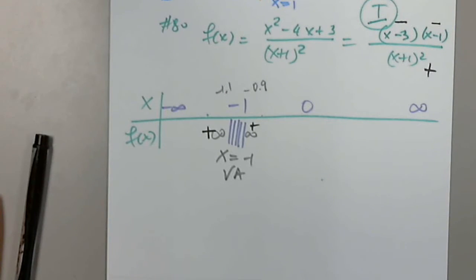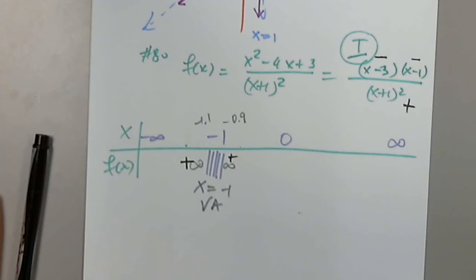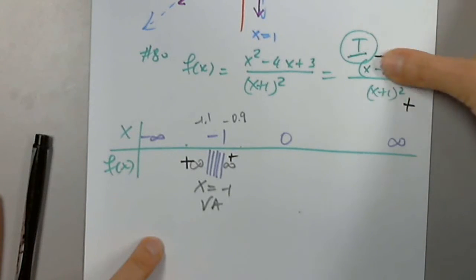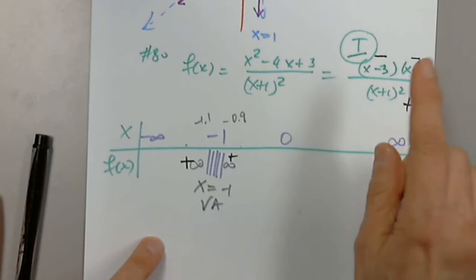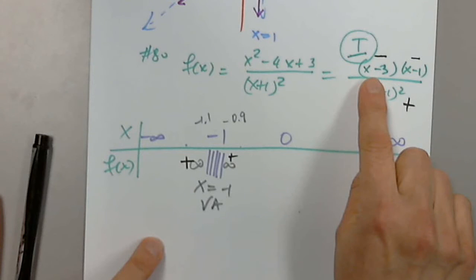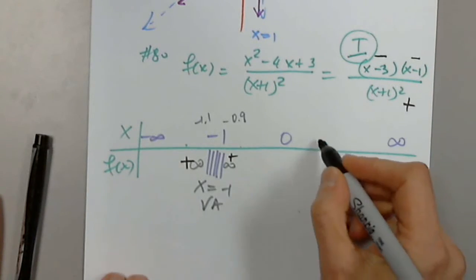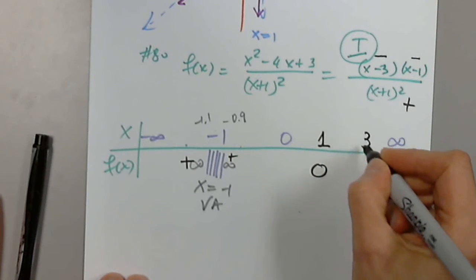Yes. So the x-intercepts. How do I determine the x-intercepts for this function? What do I have to do? Say it again. A fraction is 0 if the top is 0. When is the top 0? When x is 3 and when x is 1. So (1, 0) and (3, 0).